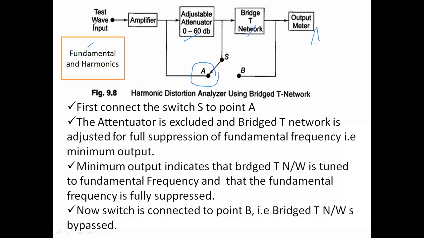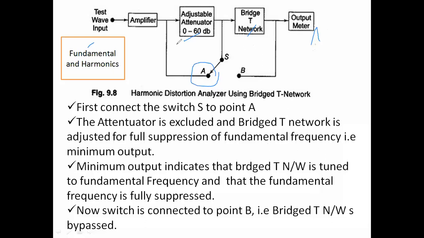Okay, so first of all, we send the signal through the amplifier, and it will go to the bridge T network, and with that we will get some minimum output. So that minimum output corresponds to suppression of the fundamental frequency.